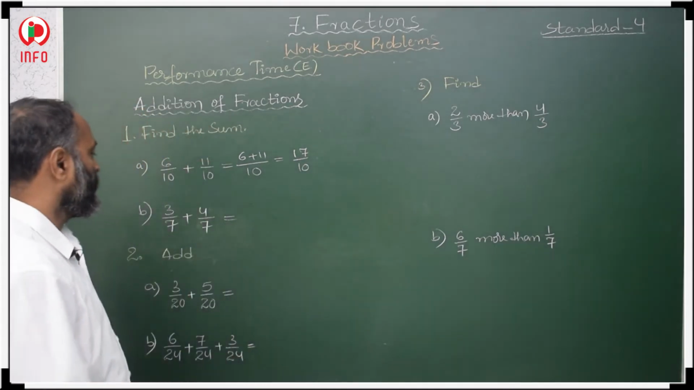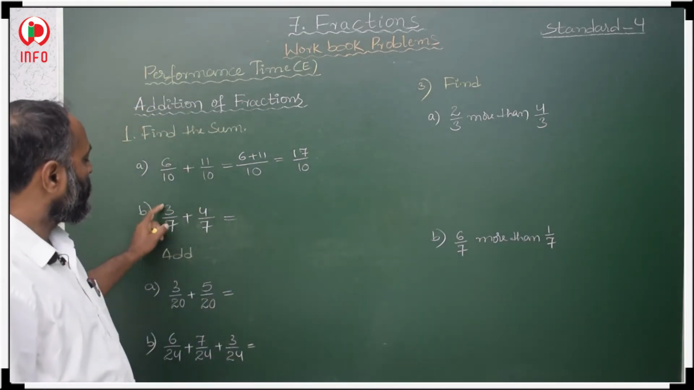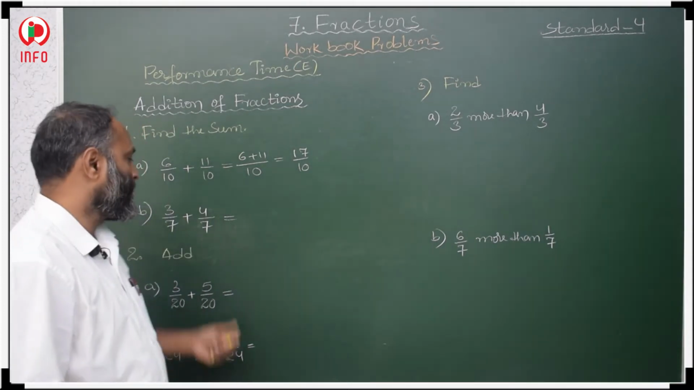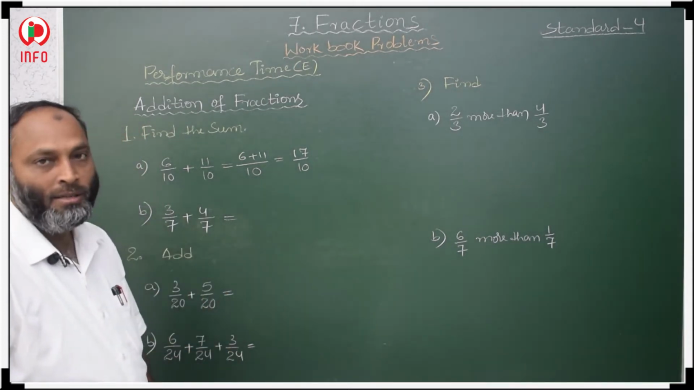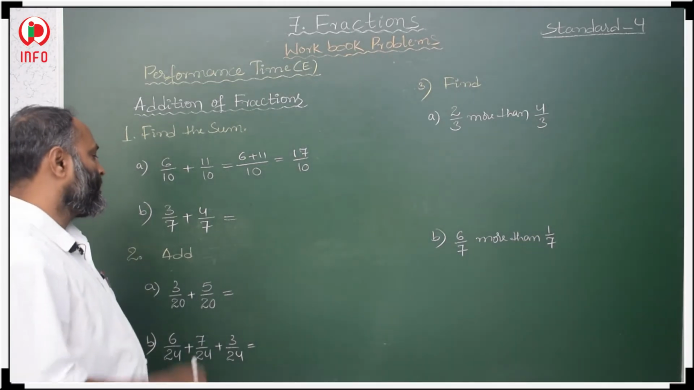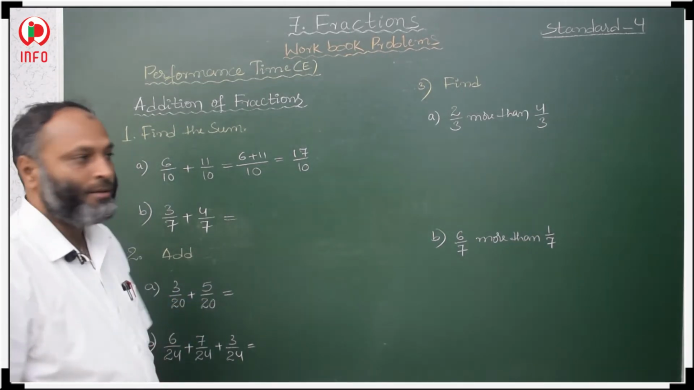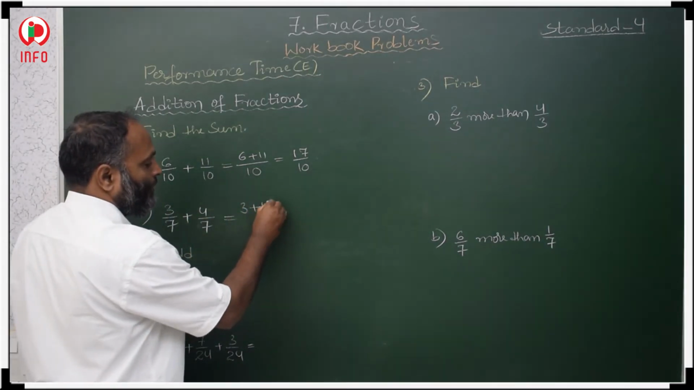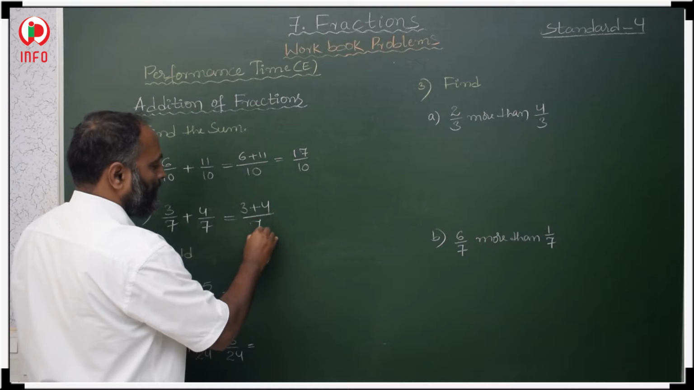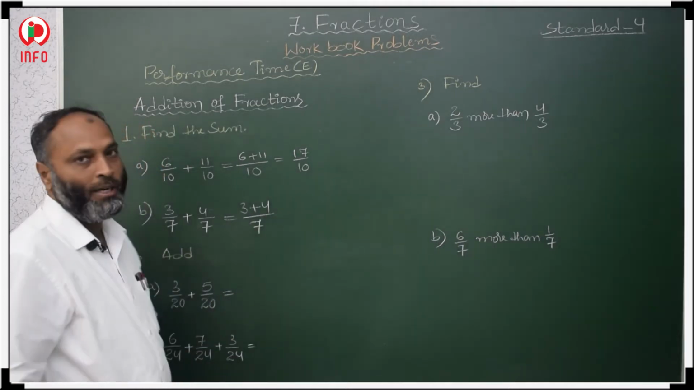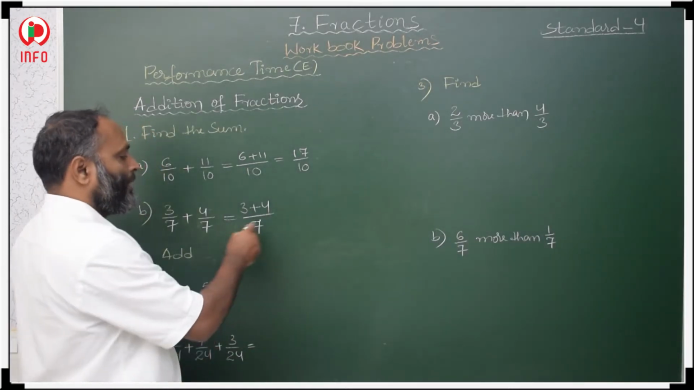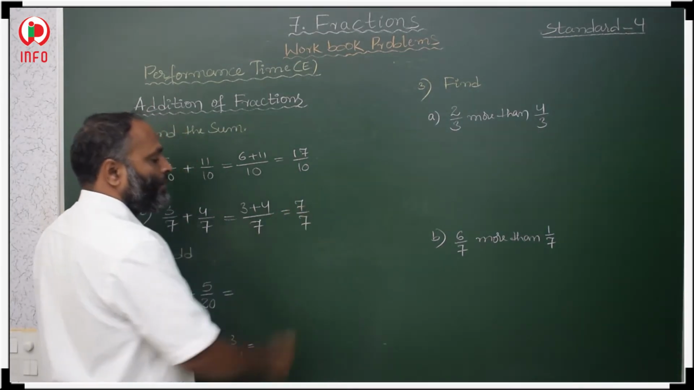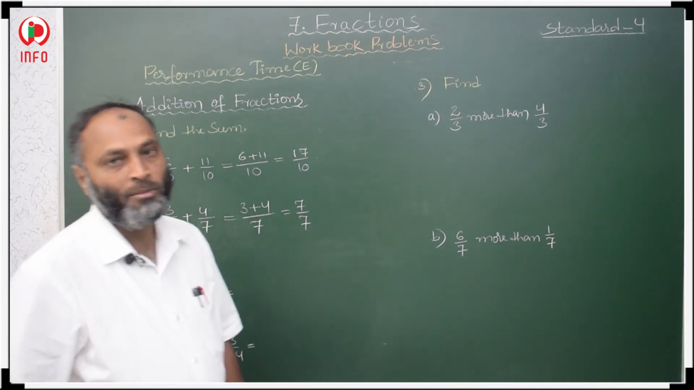Okay. Now here, 3 by 7 plus 4 by 7, the same thing. Like fractions, so how to add like fractions? We have to find the sum of the numerators. So what are the numerators here? 3 and 4. We add 3 plus 4 by 7, the common denominator. 3 plus 4 is 7 by 7. So here the numerator is 7 and the denominator is 7.